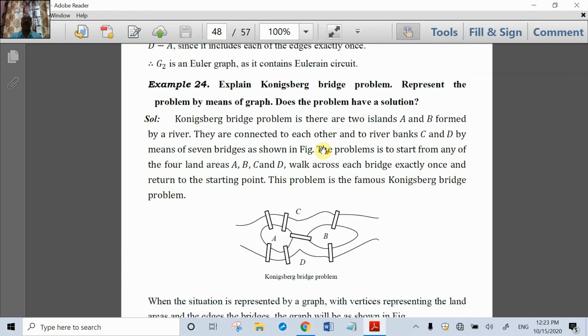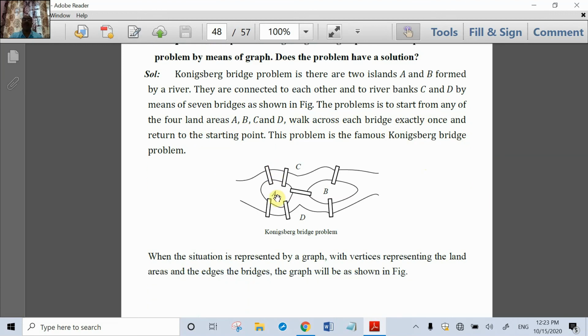Now the Konigsberg problem. This is an important problem. The Konigsberg problem says that there are two islands A and B formed by a river. They are connected to each other and to the river banks C and D by means of 7 bridges as follows. The problem is to start from any of the four lands A, B, C, D, walk across each bridge exactly once and return to the starting point. This problem is called the famous Konigsberg problem.